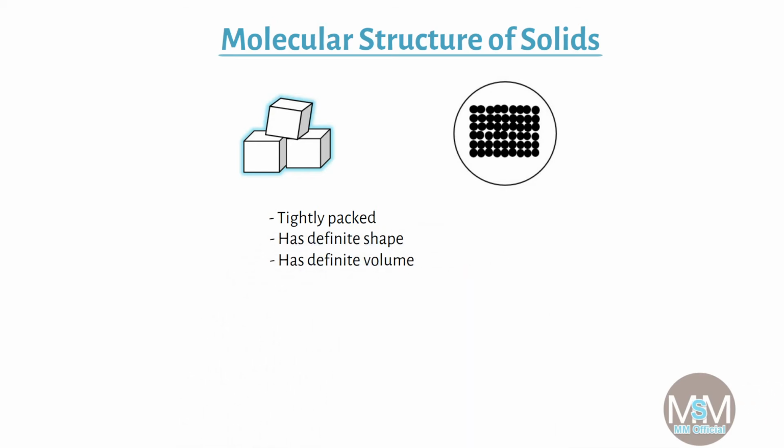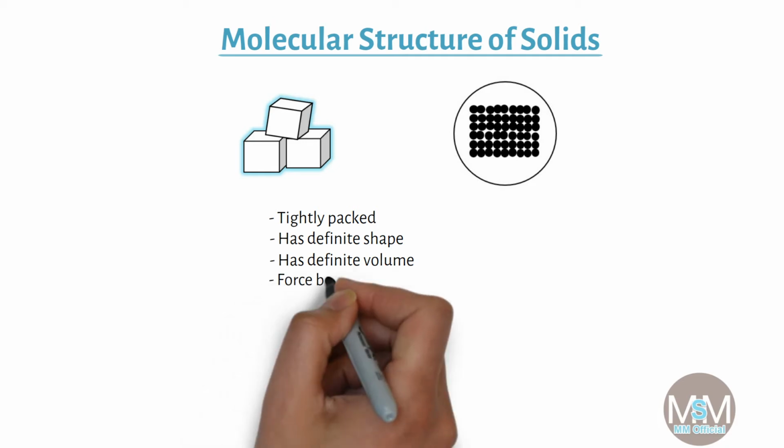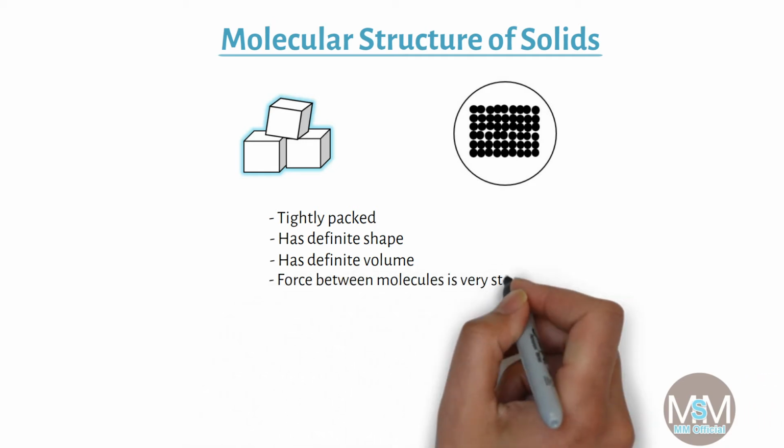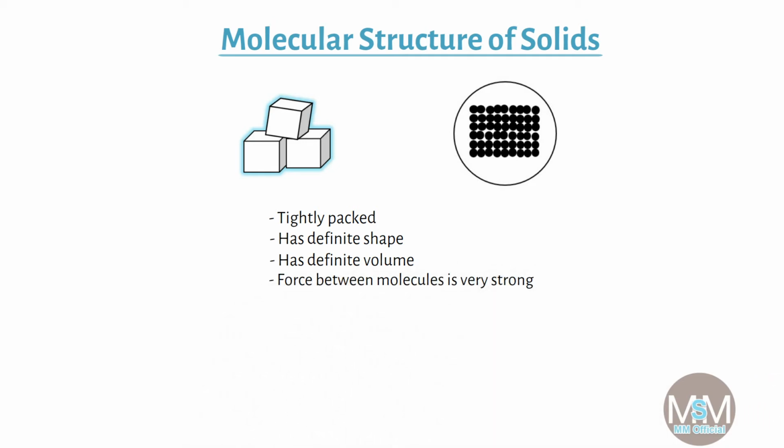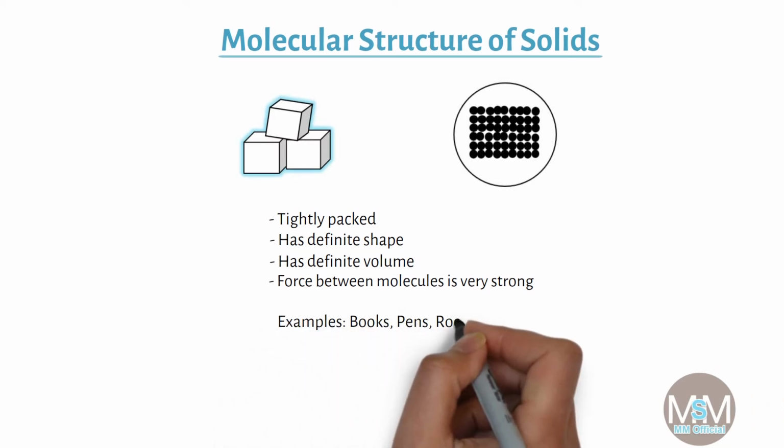But how do these molecules stick together, giving solids a definite shape and volume? It's because the force between molecules is very strong in solids and it holds the molecules tightly. Can you find some examples of solids? Here are some.